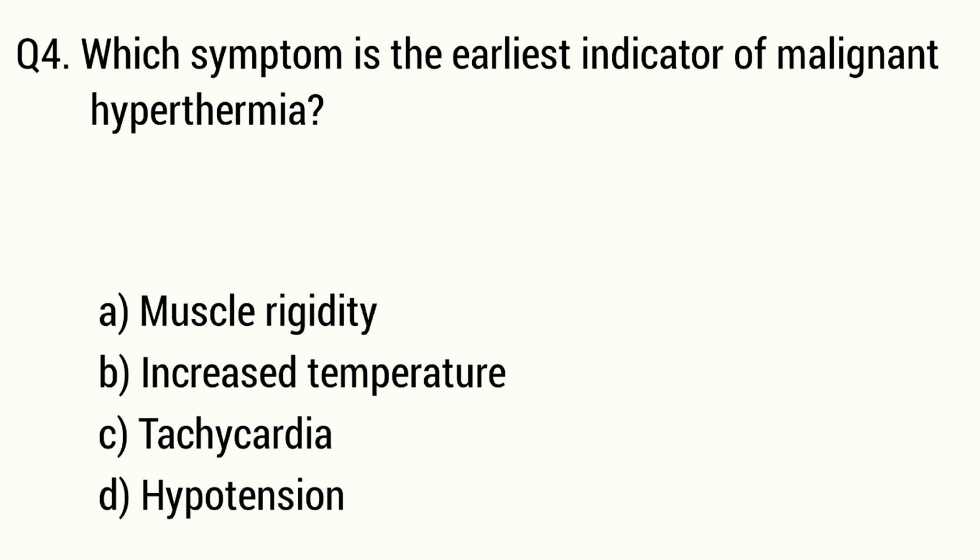Question number 4. Which symptom is the earliest indicator of malignant hyperthermia? The right answer is option A. Muscle rigidity.